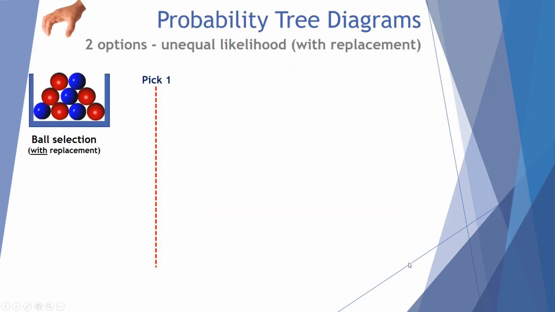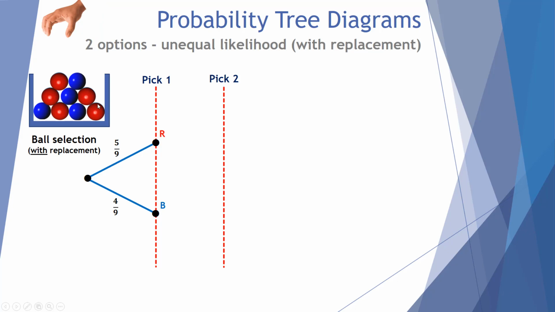Let's have a look now at 2 options with unequal likelihood with replacement. So let's have a look at this. Pick number 1. We have here a container with 1, 2, 3, 4, 5, 6, 7, 8, 9 balls. 4 of them are blue and 5 of them are red. So if I pick one, the likelihood of getting a red ball is 5 in 9. There were 5 reds out of the total of 9. Or alternatively, the likelihood of picking a blue ball was 1, 2, 3, 4 out of 9. Notice those odds have to add up to 1, 9 out of 9. They complement each other.